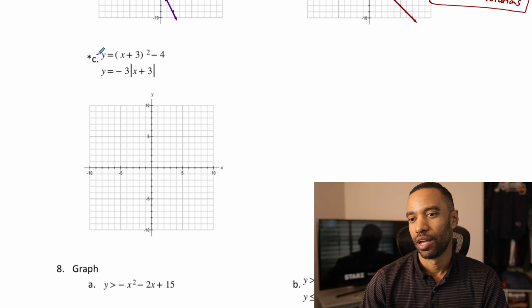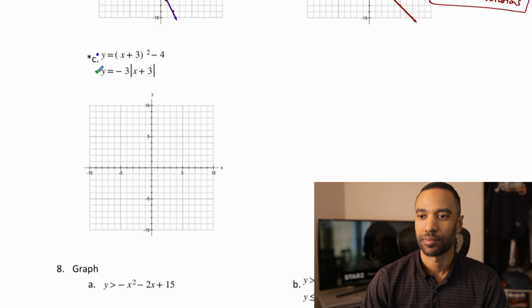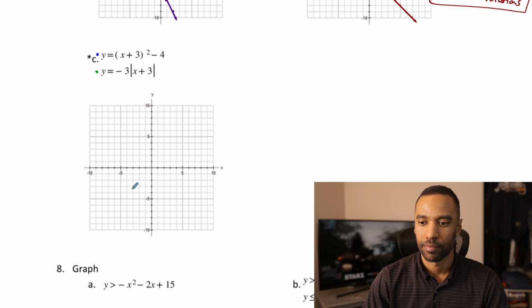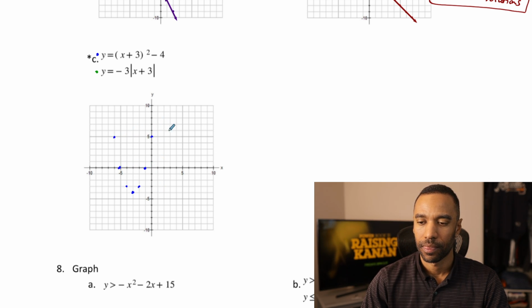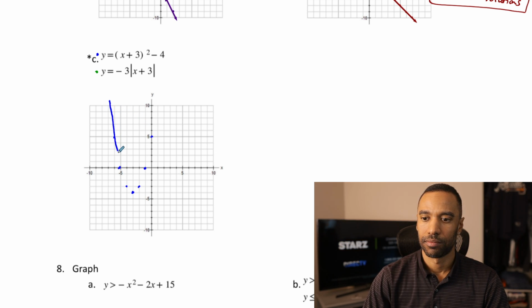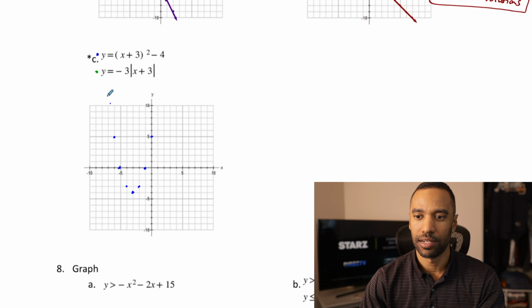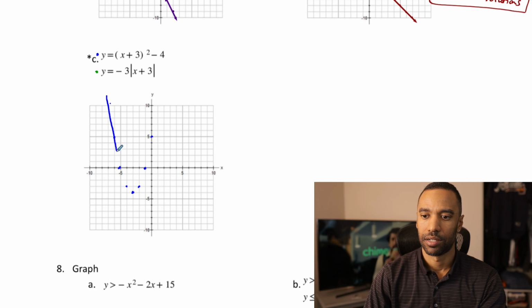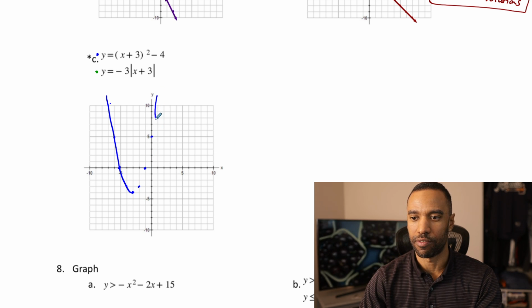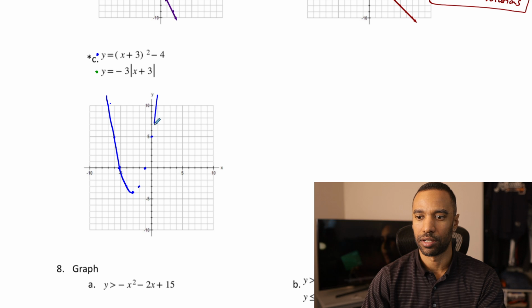So let's see. I'm going to do one in blue and one in green. The blue one has a vertex at negative 3, negative 4, and you have a stretch factor of 1. So I got 1, 1, 2, 4, 3, 9. I'll sketch that. And then I'm going to do the absolute value graph after. So it looks like we do at least get to revisit absolute value graphs at least one more time here.